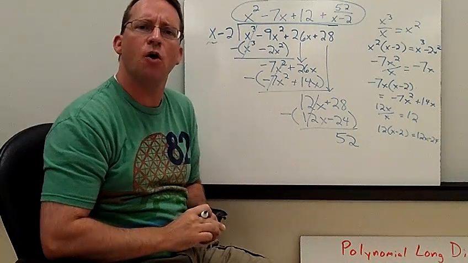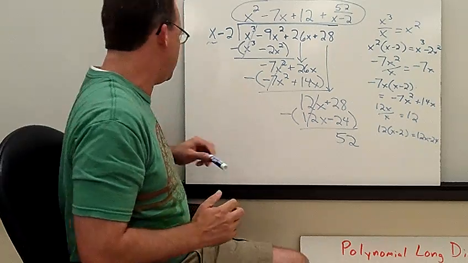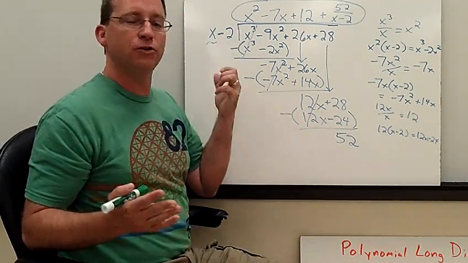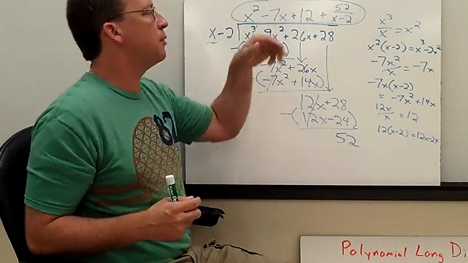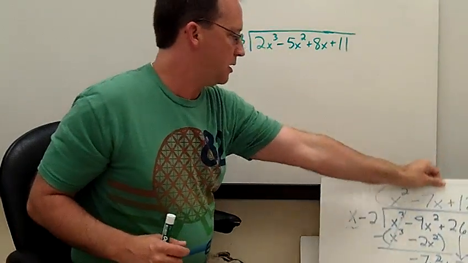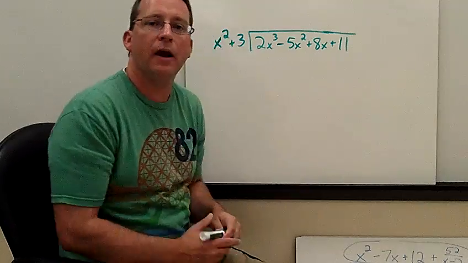So there's your first look at a long division problem. I wanted to show you another type of division problem with long division, where we're not just dividing by a linear term, we're not just dividing by an x, but we're dividing by an x squared. And so we'll see that here on the next one, where we're taking this polynomial dividing by x squared.